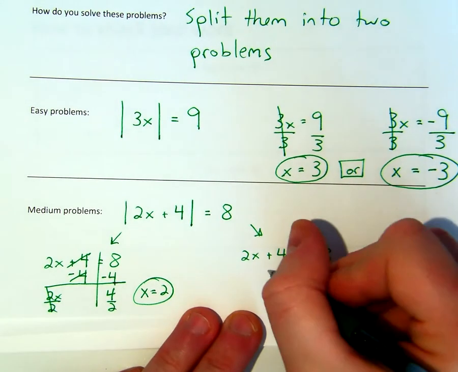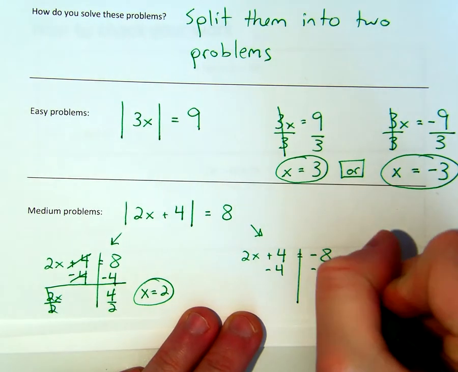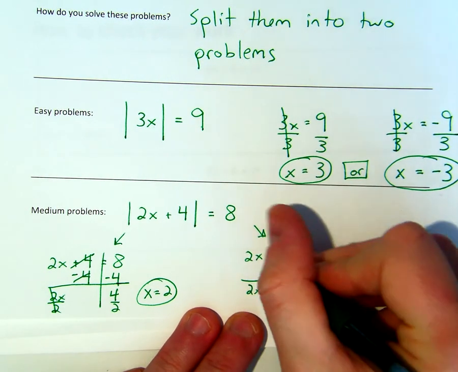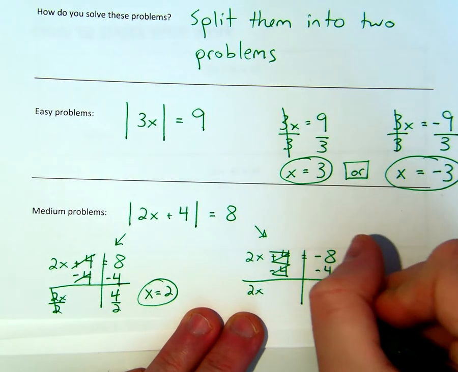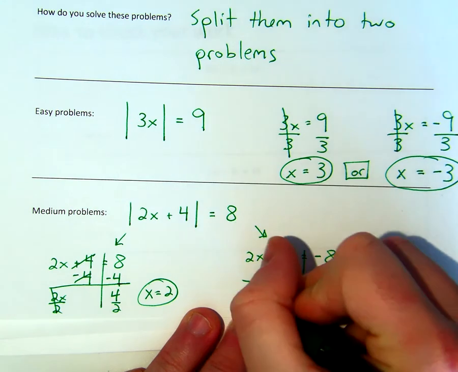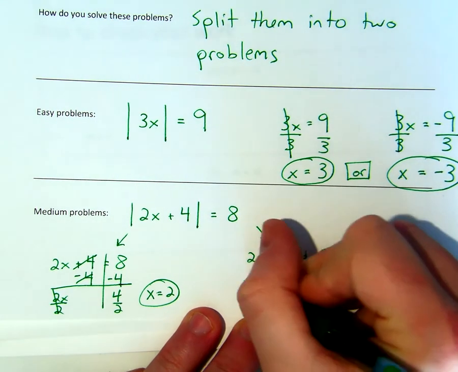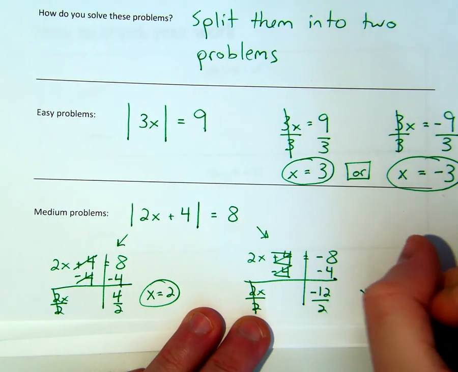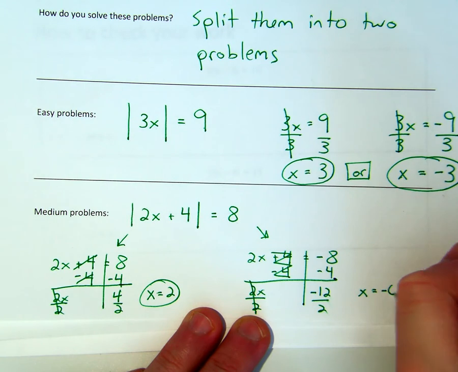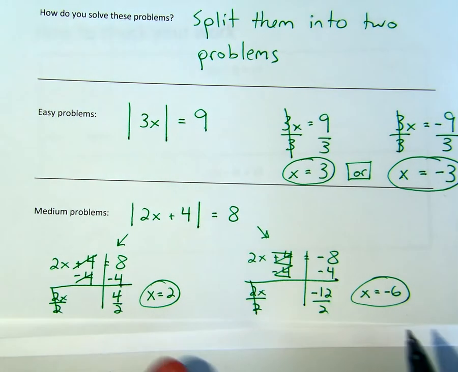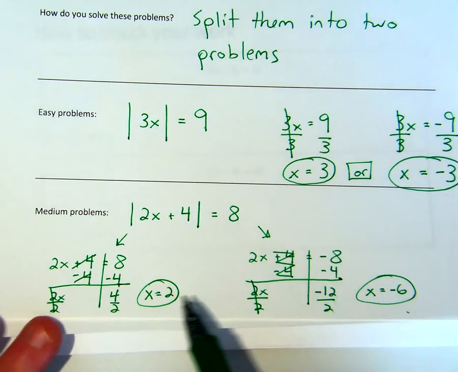On the right side, we follow the same steps. Subtract 4. 2x equals negative 8 minus 4, which is negative 12, and then divide by 2 to find that in this equation, x equals negative 6. Okay, so again, two answers.